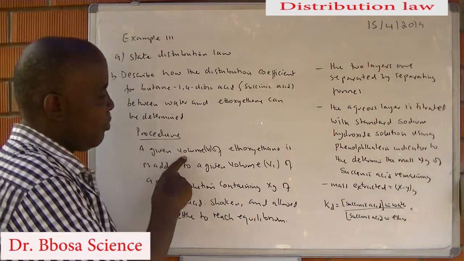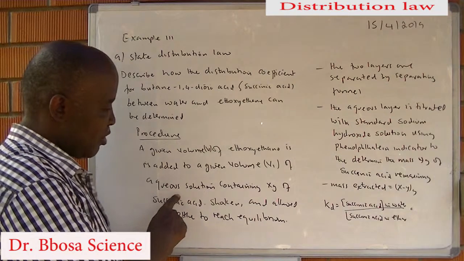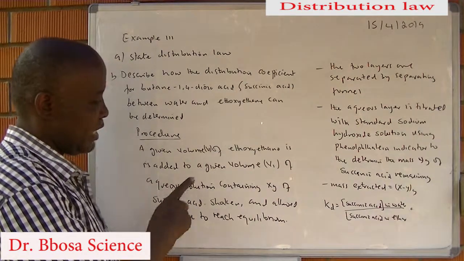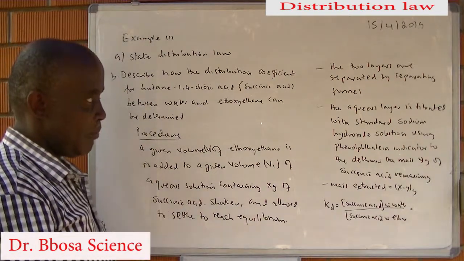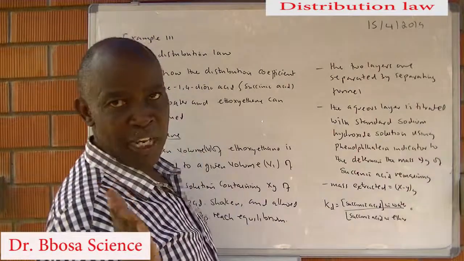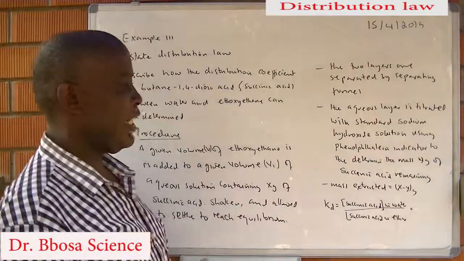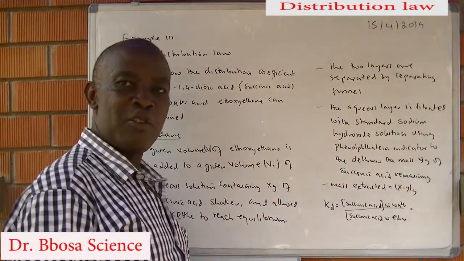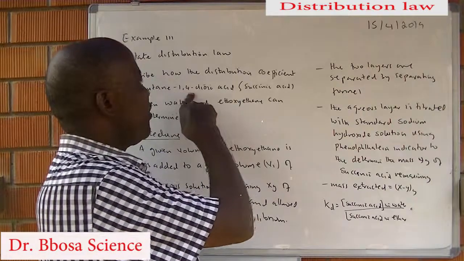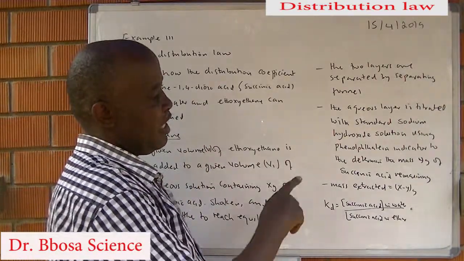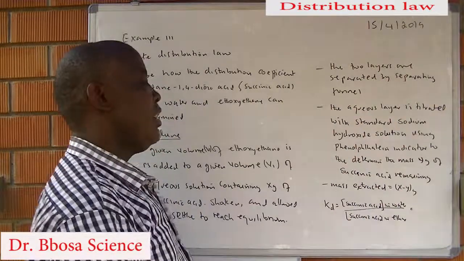The procedure: 1, a given volume V of isoxazene is added to a given volume V1 of aqueous solution containing X grams of succinic acid, shaken and allowed to settle to reach equilibrium. 2, the two layers are separated by a separating funnel. The aqueous layer is titrated with standard sodium hydroxide. Standard means the molarity of sodium hydroxide is known. Use phenolphthalein indicator, because butane-1,4-dioic acid is a weak acid, to determine the mass of Y remaining in water.